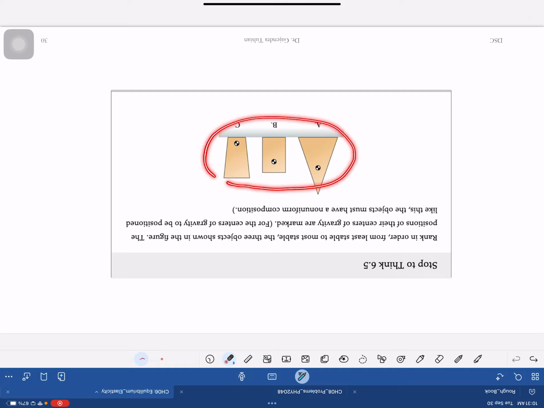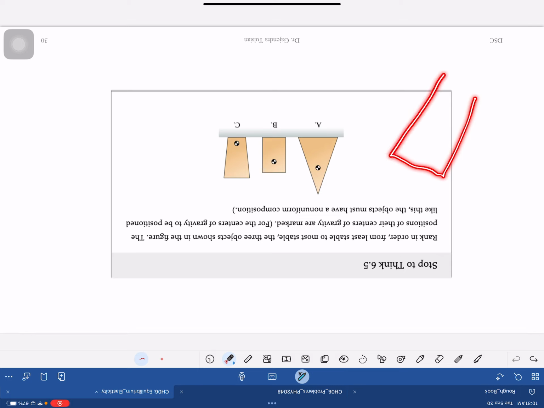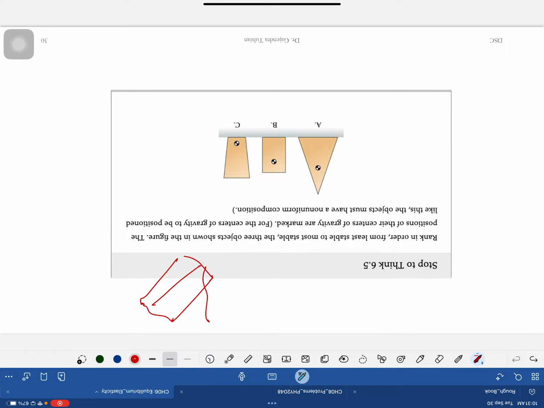Among these three, which is the most stable? B? Okay, so for stability, there's a couple of things you want. How do you decide which is most stable? Which is the most you can tilt? Which object can you tilt the most before it topples over? That's how you decide stability. So if this is the greatest angle, then that's most stable.